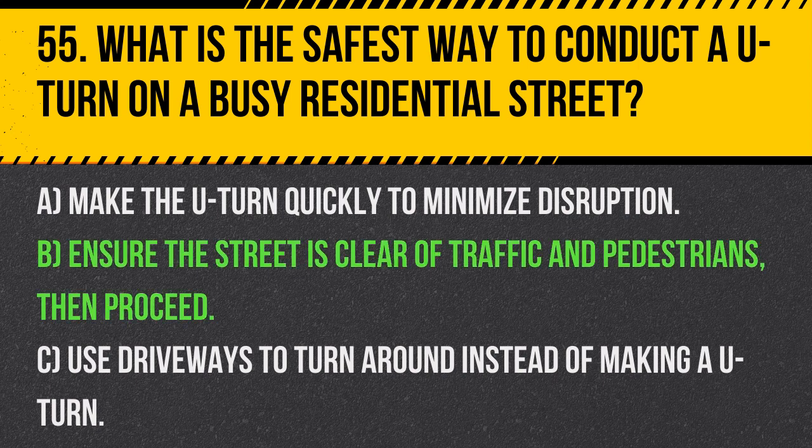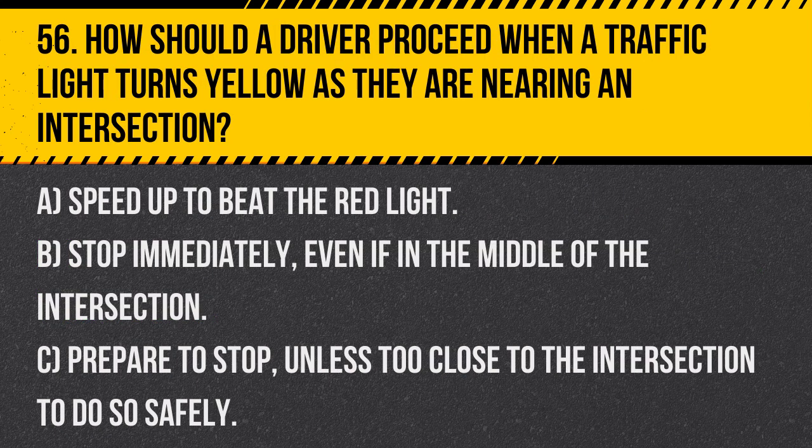Answer. B. Ensure the street is clear of traffic and pedestrians, then proceed. This method ensures that the U-turn is made safely without endangering oneself or others. Question 56. How should a driver proceed when a traffic light turns yellow as they are nearing an intersection?